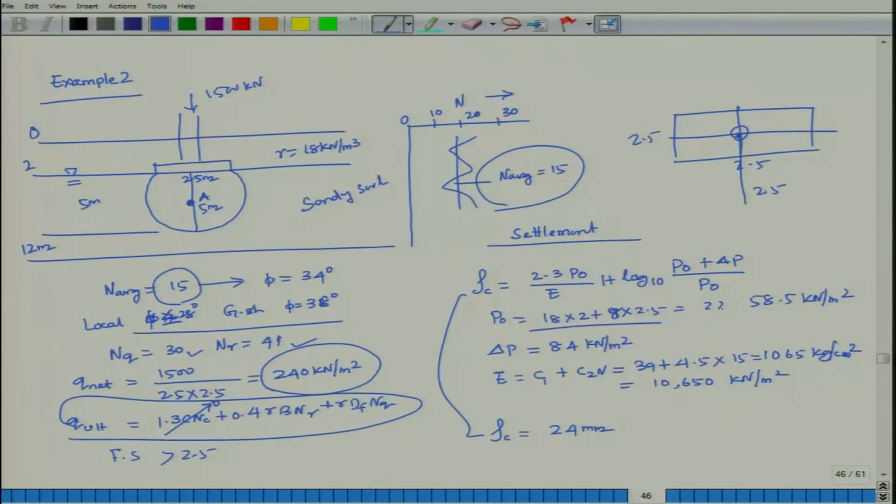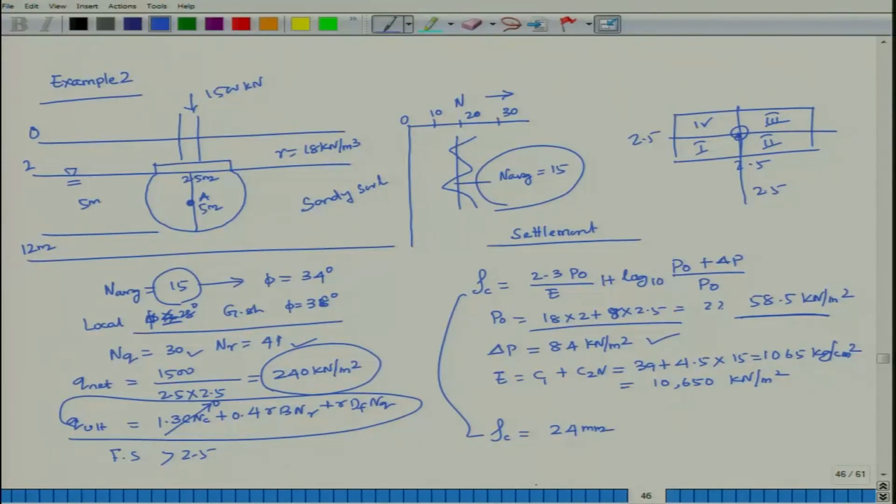So, P0 is 18 into 2, here is your water table. So, 18 minus 10, that is your 8, up to here at the center. So this will be your 2.5. This comes out to be 58.5 kilonewton per meter square. And delta P, how have we calculated it? This is a square shape 2.5 by 2.5. At the middle, I divided it into 4 parts, 1, 2, 3 and 4, and at the corner of each rectangular loaded area, add them. So, delta P is your 84 kilonewton per meter square.